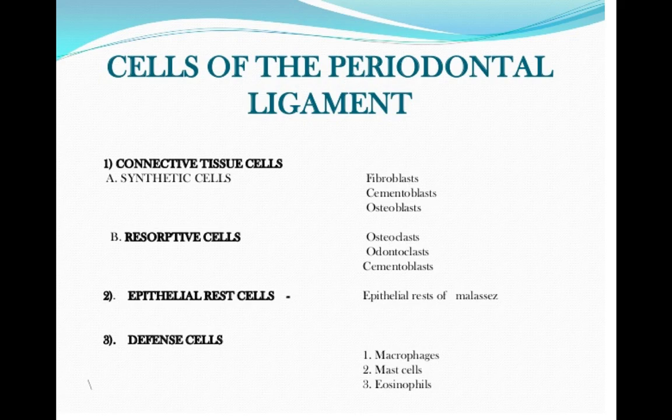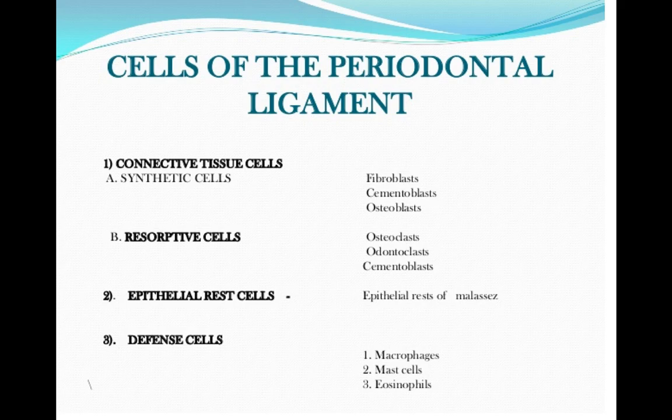Cells of the periodontal ligament. There are several types of cells: connective tissue cells, epithelial rest cells, and defense cells. Connective tissue cells are of two types: synthetic and resorptive cells. Connective tissue cells means fibroblasts, cementoblasts, osteoblasts, the synthetic types, and the resorptive types: osteoclasts, odontoclasts, cementoclasts.